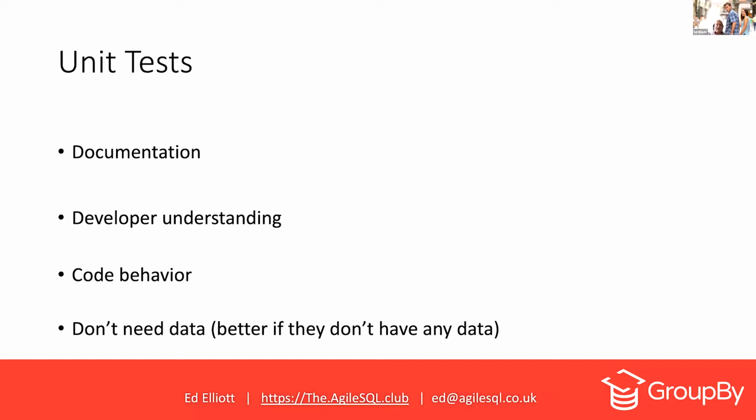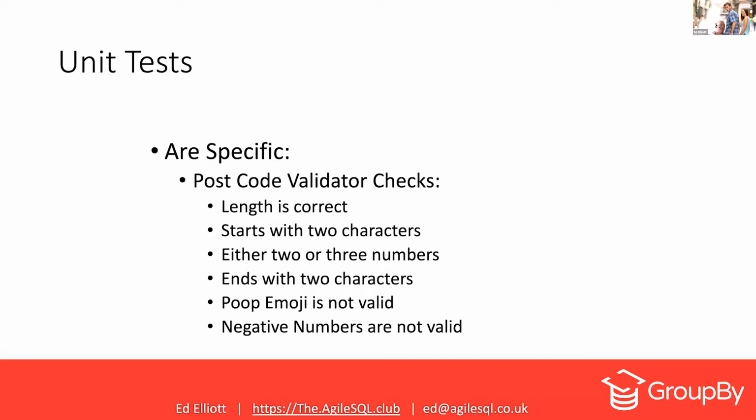So what does a unit test look like? From our example before, we were talking about a postcode validator. Say we've got a function in SQL or a stored procedure and it checks the postcode, then we've got a set of unit tests which are very specific. We're going to have one unit test that checks whether the length is correct. One that tests whether the first two digits, I suppose, are characters, and then whether you've got 2 or 3 numbers, whether you've got other characters, and also whether you've got things that shouldn't happen. So as well as things that are correct, you look at things that are wrong, like, we haven't got negative numbers.